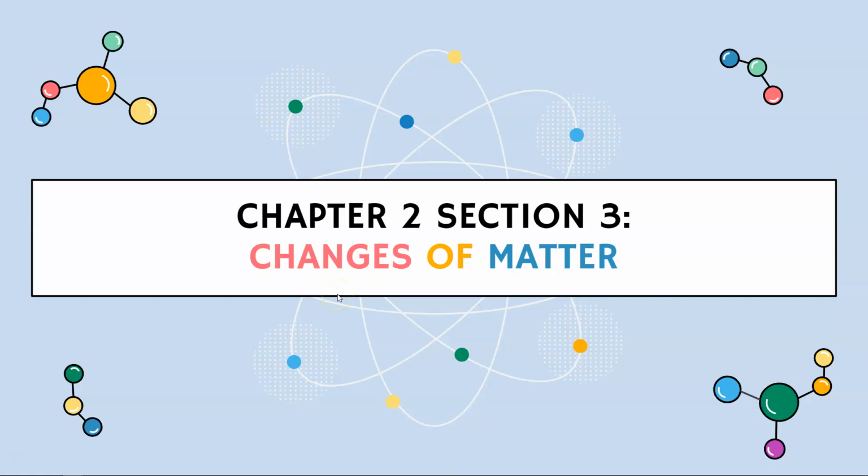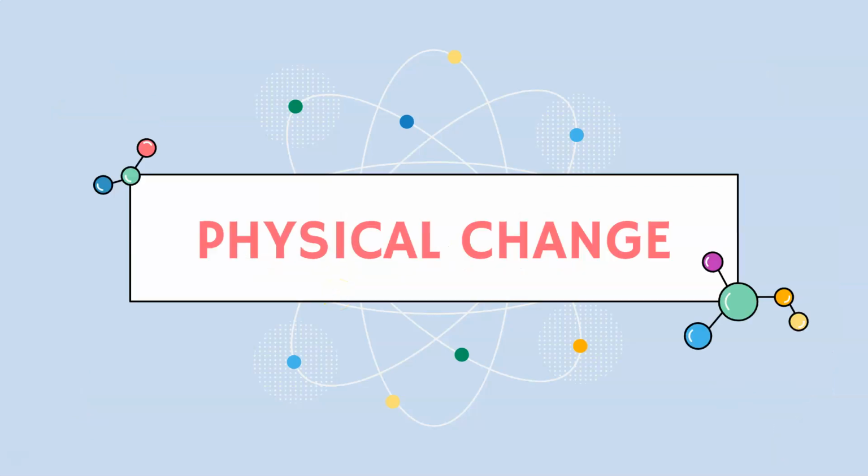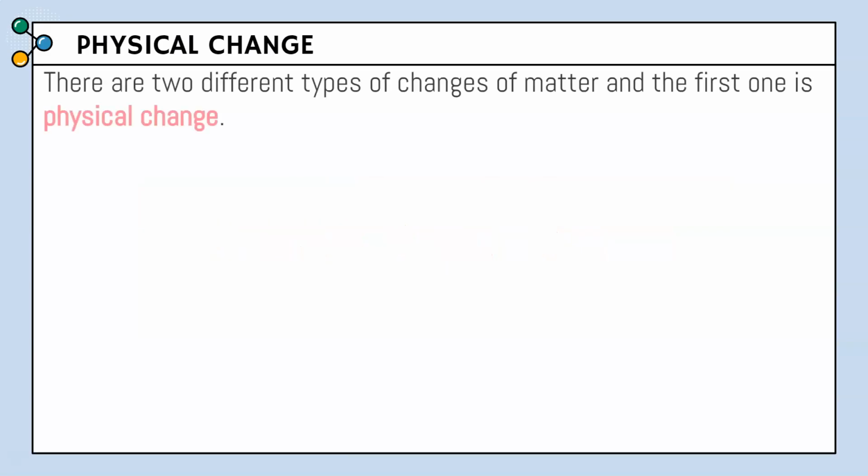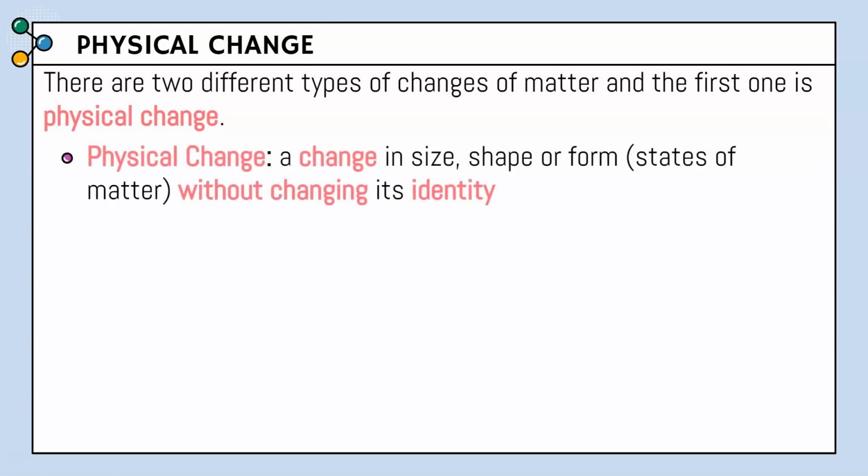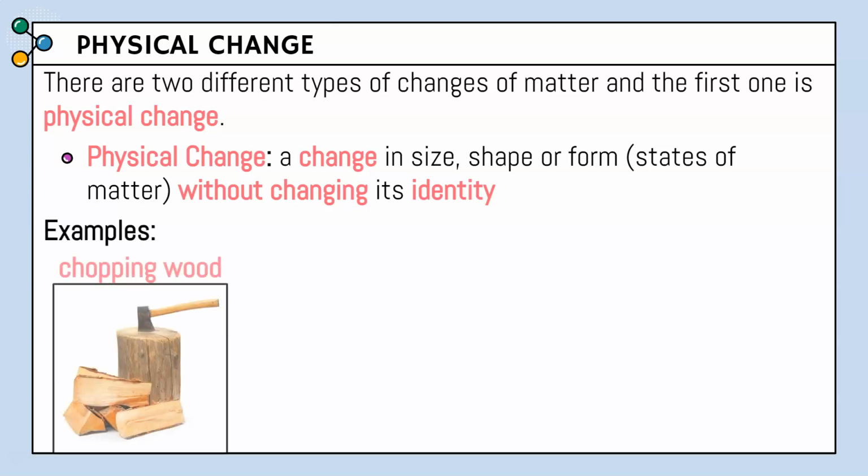Alright, so let's go ahead and talk about changes of matter. First we have physical change, and there are two different types of changes of matter. The first one is physical change. Physical change is a change in size, shape, or form, meaning states of matter, solid to liquid, liquid to gas, vice versa, without changing its identity. That's very key. So when we're doing something to change a substance, at the end of that change, that substance does not change. So here are some examples.